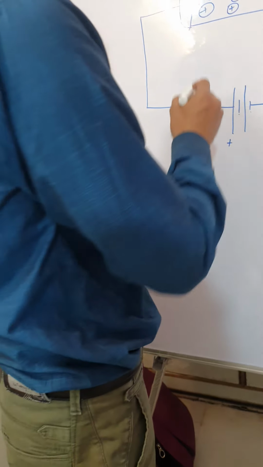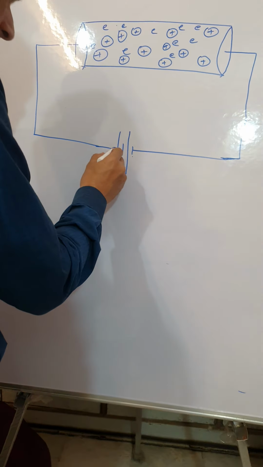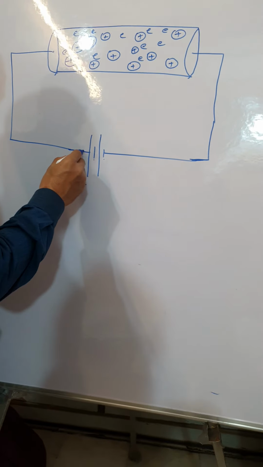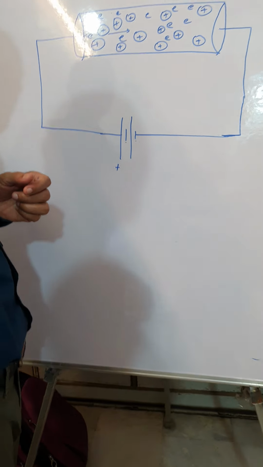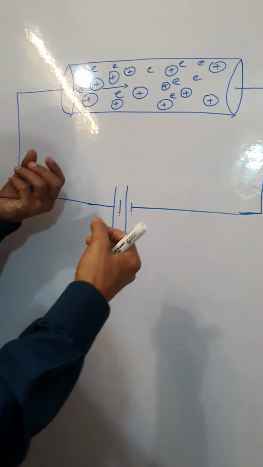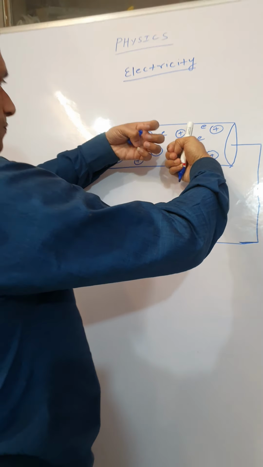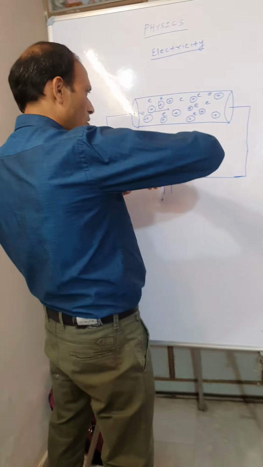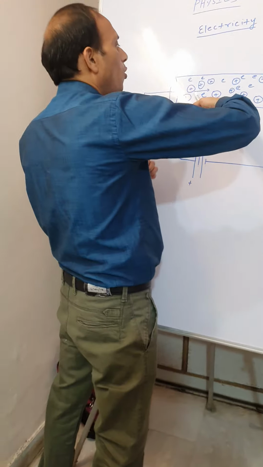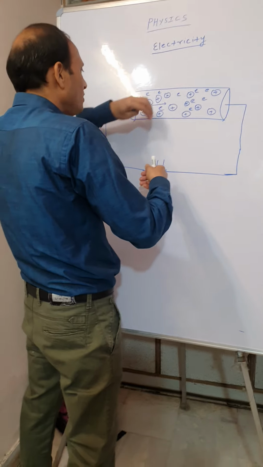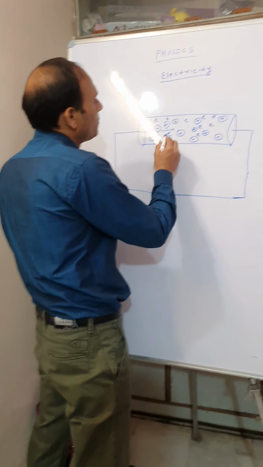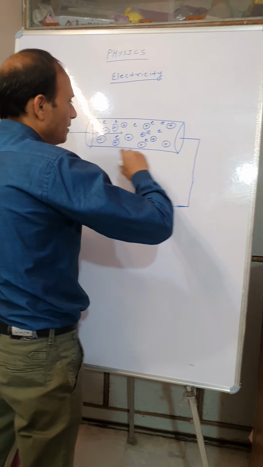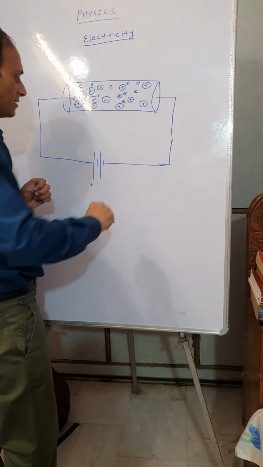Okay. So when it is connected, what happens? The positive plate repels, or tries to repel, the positive lattices and tries to attract all the free electrons. So all the free electrons are attracted towards the positive plate of the battery, and all the positive lattices are repelled back towards the other end of the conductor.